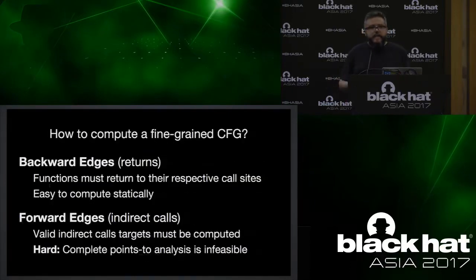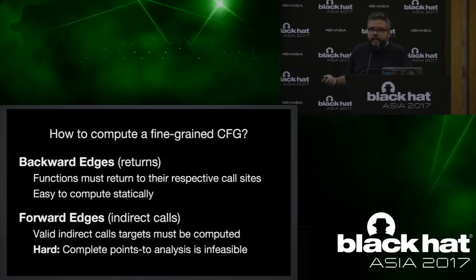Okay, so how exactly do we compute a control flow graph? We have two major problems to solve. The first problem is the backward edges, meaning the return instructions. We need to know which places a return instruction can return to. This is kind of easy to compute, because all you have to do is take a look at the final binary. If a function A calls a function B, you know that B must return to A whenever it returns. So it's already a solved problem.